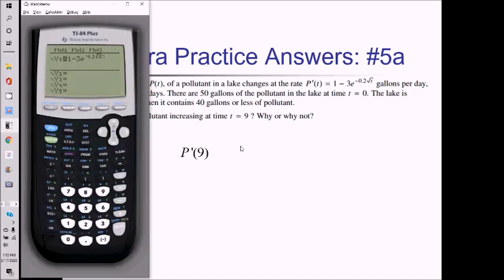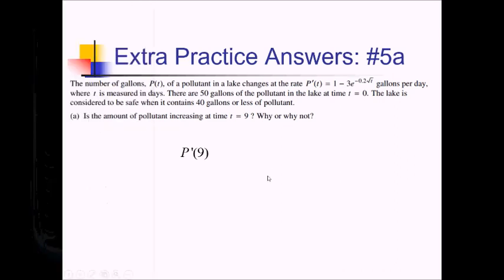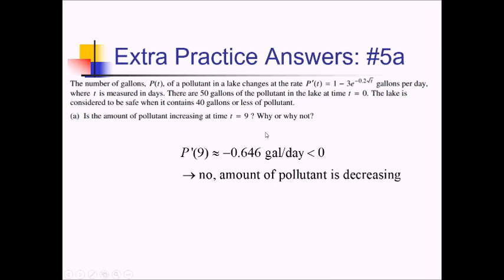So here we go on the calculator. I feel like I'm going to have to use P prime a few times on this free response problem. So I've entered it in my y equals under y1. And now let me just quit out of there. And I'm just going to do alpha trace to pull up my y menu. And let's just do y1 and open a parentheses and plug 9 into that. And that comes out to about negative 0.646. And that's going to be in gallons per day if you wanted to write the units. I don't think you have to here, though. So the fact that this is a negative value, that it's less than 0, this indicates that the amount of pollutant is actually decreasing at time 9.